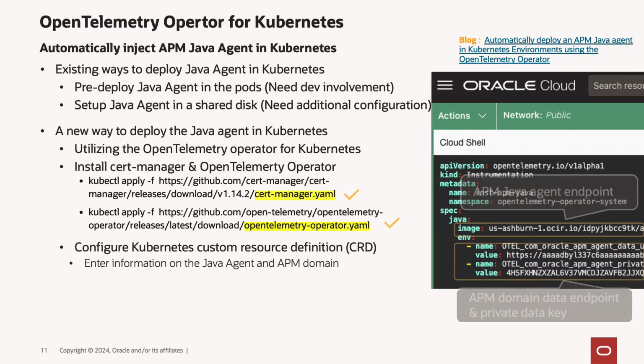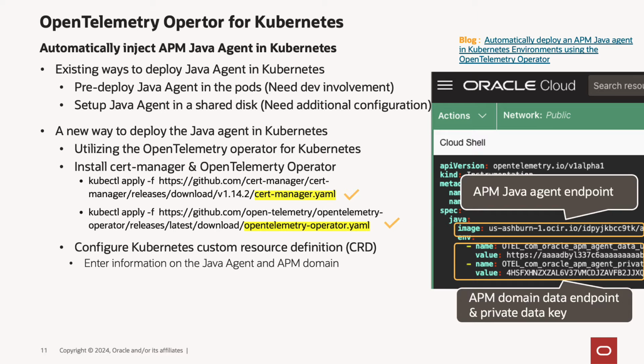The second step is to configure a CRD file with information to deploy the OCI APM Java agent. The endpoint that locates the Java agent installation has to be specified. APM domain information, as in APM data endpoint and data key, need to be entered too.